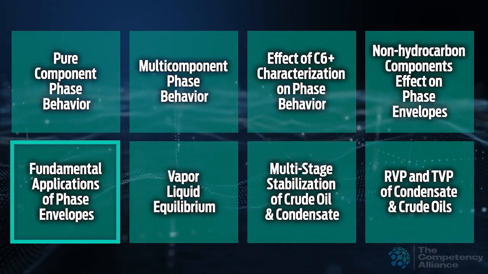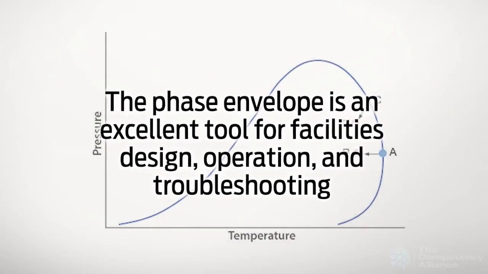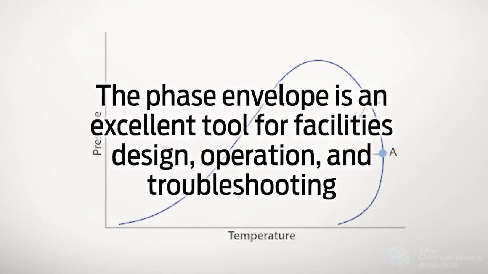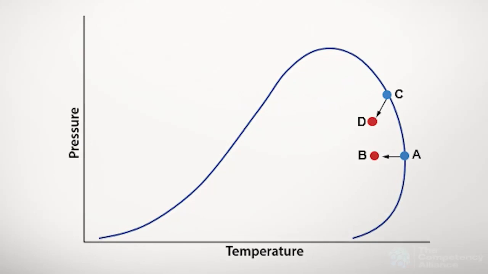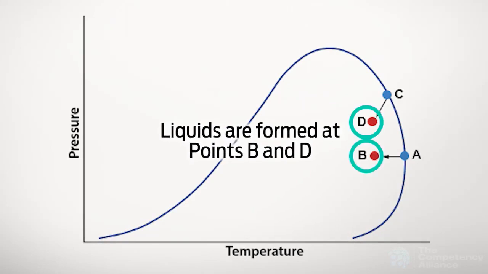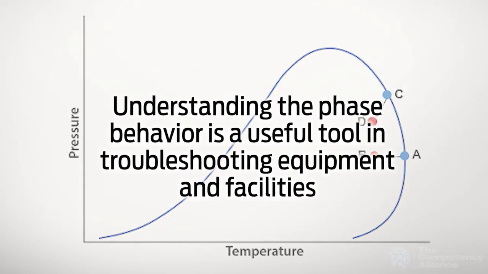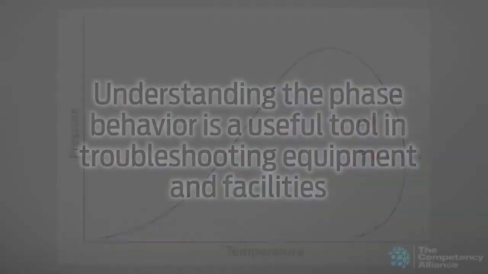Understanding applications of phase envelope is important because phase envelope is an excellent tool for facilities design, operation, and troubleshooting. For a gas mixture, two process paths of A to B and C to D are shown in the figure. Liquids are formed at points B and D. The phase envelope guides us to the mechanism and amount of liquid formation to apply the appropriate solution. Understanding the phase behavior is a useful tool in troubleshooting equipment and facilities.